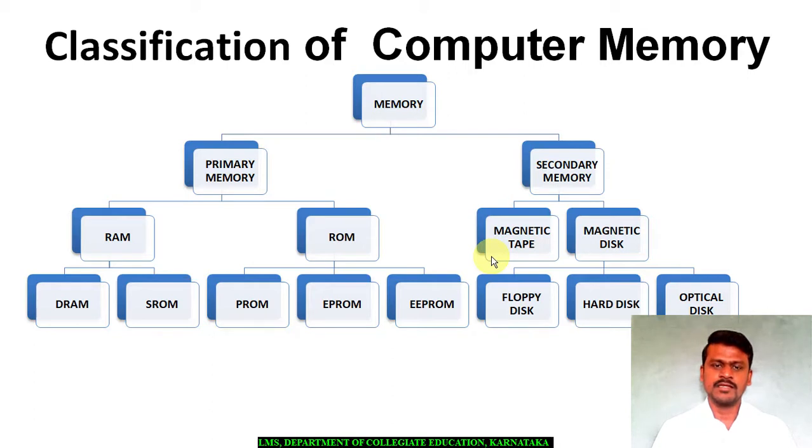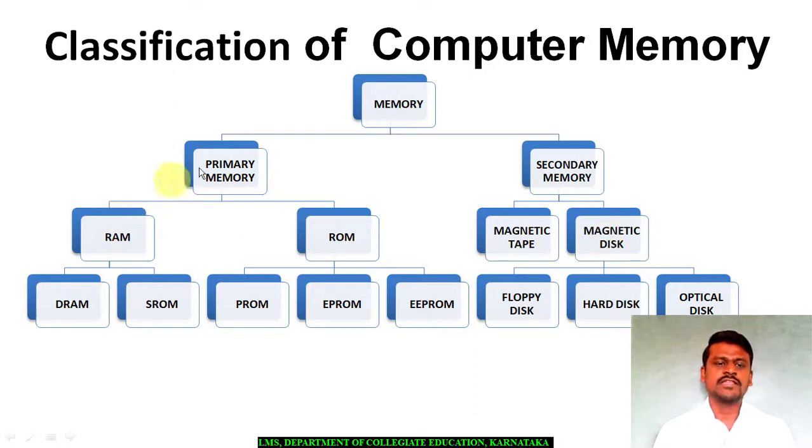Classification of memory. First we will categorize the classification based on some criteria, right? The memory is divided into 2 different memories, that is primary memory or main memory, and secondary memory or auxiliary memory. The primary memory is again divided into 2 types, that is RAM and ROM, and the secondary memory is again divided into 2 types, that is magnetic tape and magnetic disk, right?